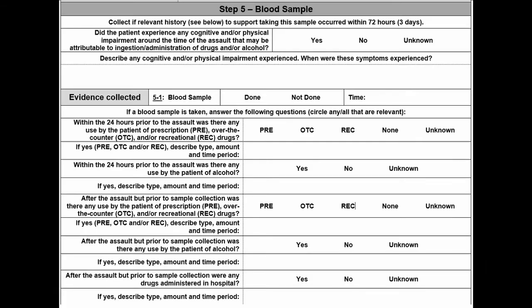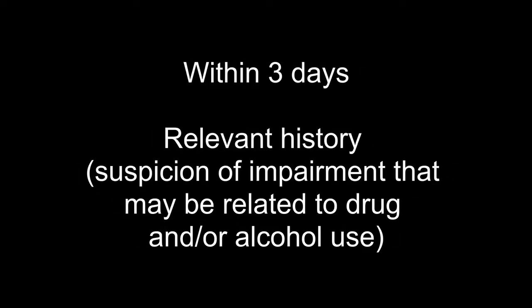Step 5, blood sample. Items for the collection of the blood sample are found in the core kit in the Step 5 envelope. An extra blood collection envelope is also found within the auxiliary pack. A series of questions should be asked with respect to the use of drugs and alcohol. Blood should be collected if the kit is done within 3 days of the incident, and there is relevant history to support its collection. This would be suspicion of impairment that may be related to drug and/or alcohol use.